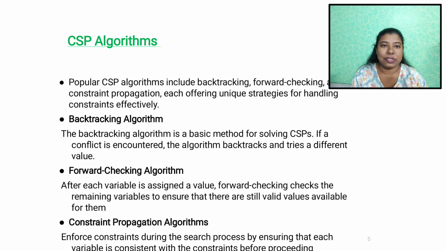Next, the constraint propagation algorithm. What does the constraint propagation algorithm say? It says to enforce constraints during the search process by ensuring that each variable is consistent with the constraints before proceeding. That means when we are going to proceed to the next one, it always checks whether the constraint is propagated or not.